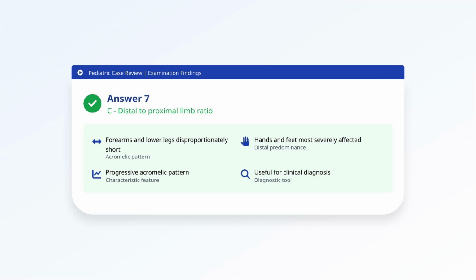The forearms and lower legs are disproportionately short compared to upper arms and thighs, with hands and feet most severely affected. This progressive acromelic pattern creates a characteristic clinical appearance and is useful for establishing the diagnosis alongside other features.